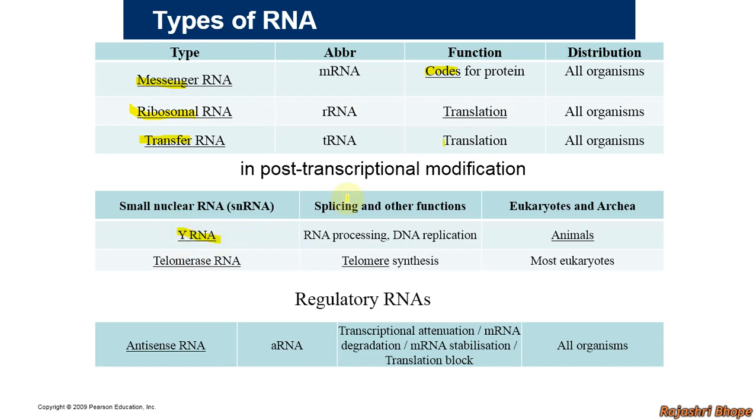yRNA is used for RNA processing and DNA replication. Telomerase RNA is used for telomere synthesis. Regulatory RNA is known as antisense RNA, aRNA. These are used for transcriptional attenuation, mRNA degradation, mRNA stabilization and translation block in all organisms.